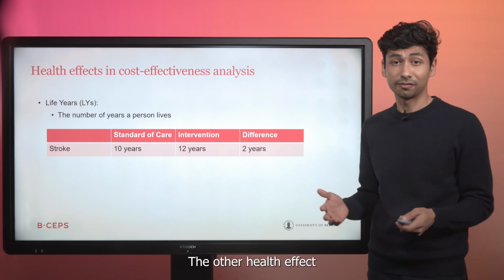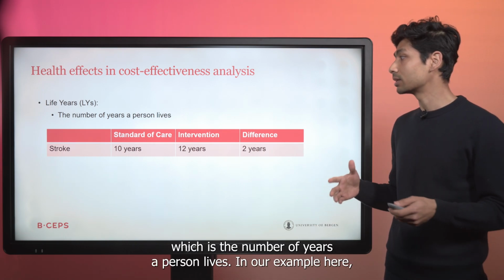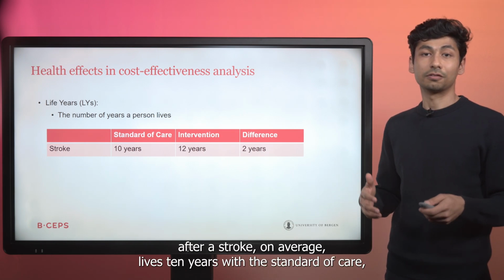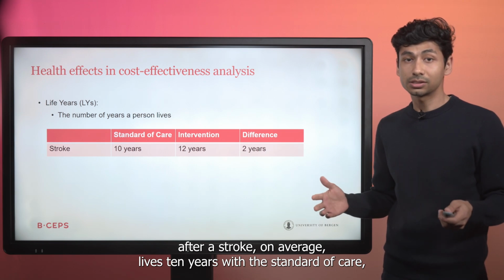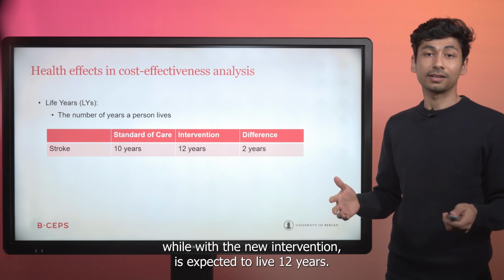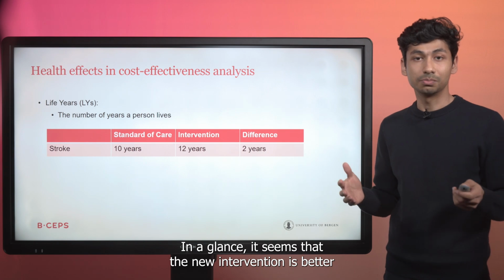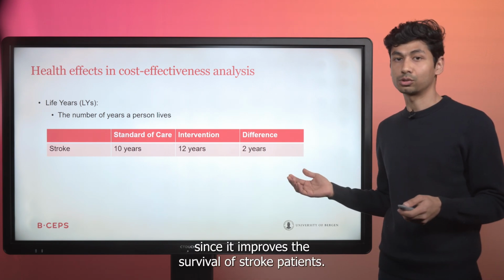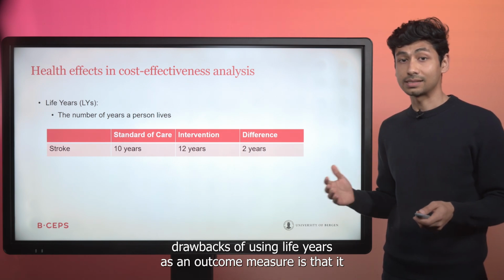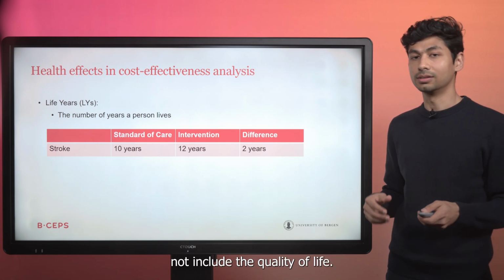The other health effect in cost-effectiveness analysis is life years, which is the number of years a person lives. In our example here, let's assume a patient after a stroke on average lives 10 years with the standard of care, while with a new intervention is expected to live 12 years. At a glance, it seems that the new intervention is better since it improves the survival of stroke patients. One of the drawbacks of using life years as outcome measure is that it only considers the quantity of life and does not include the quality of life.